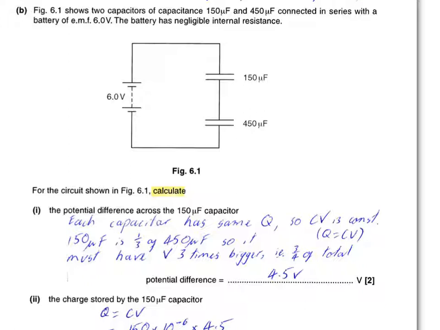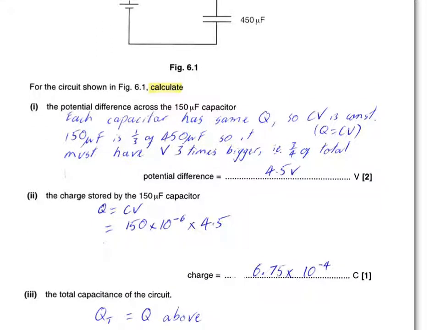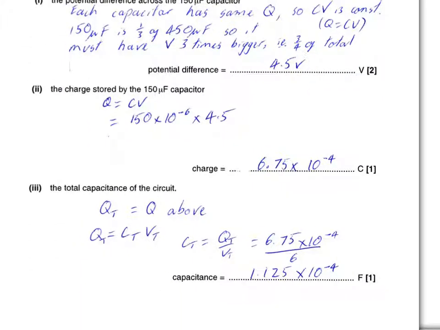Moving on then, now we've got that potential difference on that 150, everything else becomes fairly straightforward. We've got the charge on the 150 microfarads, so I'm just doing CV, I've got 150 times the V, and I end up with that value, 6.75 times 10 to the minus 4 coulombs.